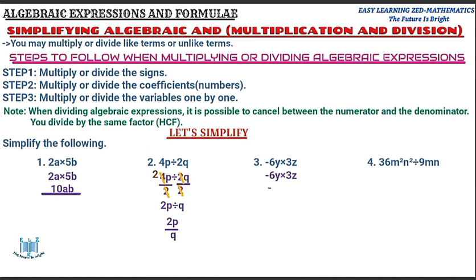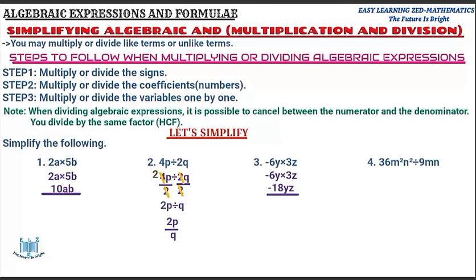Then we go to numbers, we multiply. 6 multiplied by 3 will give us 18. Then y multiplied by z will give us yz. So the final answer is negative 18yz. That is the final answer. Now we have simplified that one. Okay, now we go to question number 4.